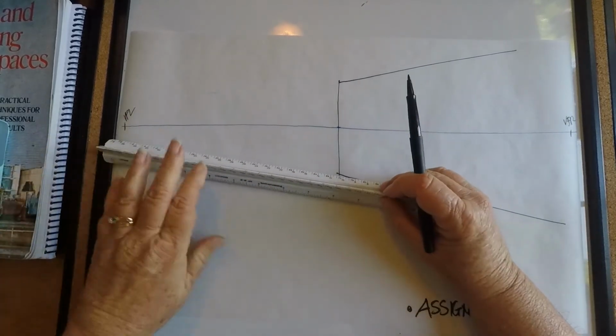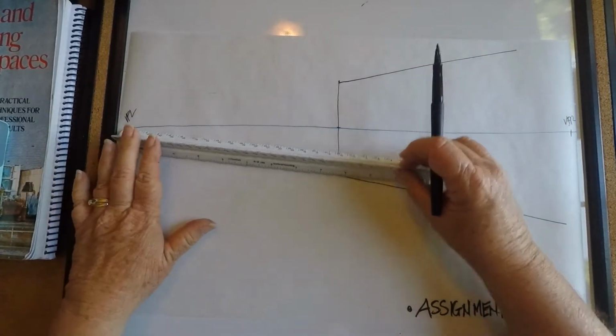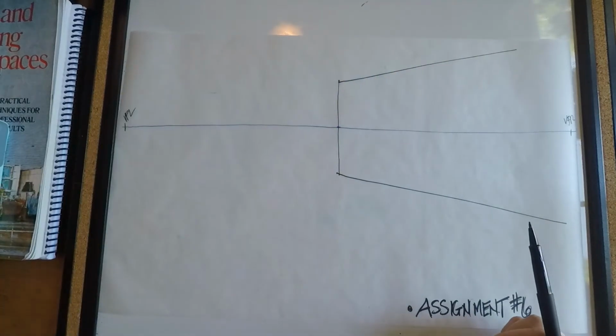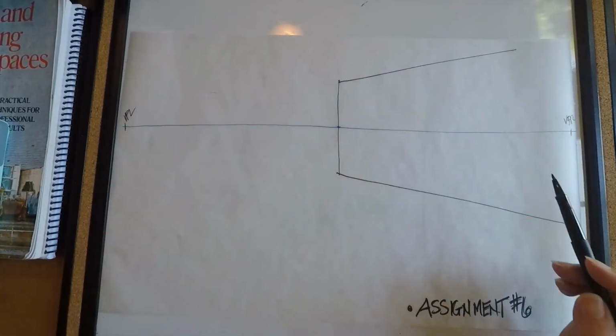Again, you can use a straight edge for this if that's easier for you to see those converging lines, or you can, Rosie.